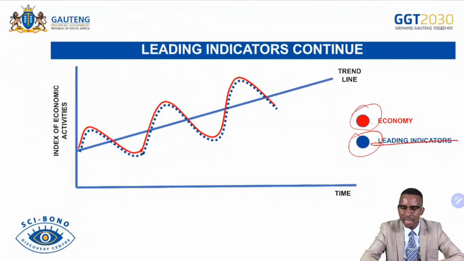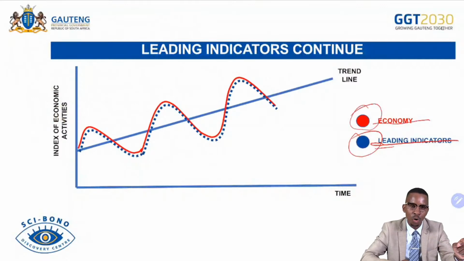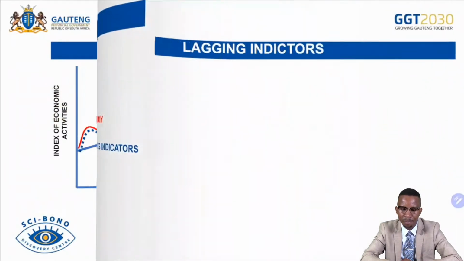So remember, the red one indicates the economy, and the blue one indicates the indicator. So the indicator came in prior, then the economy came after. So it increased first, then the economy increased after. So it was giving us the highlight or the claims of what was likely to happen in the economy.